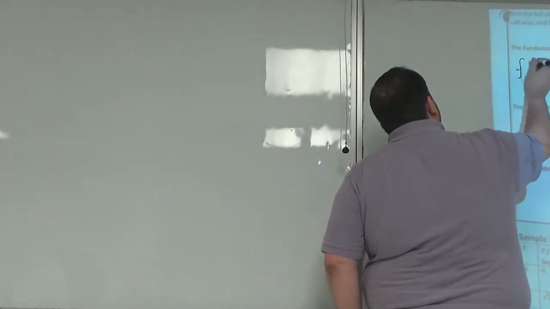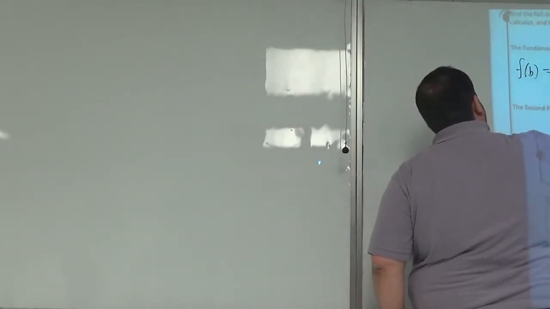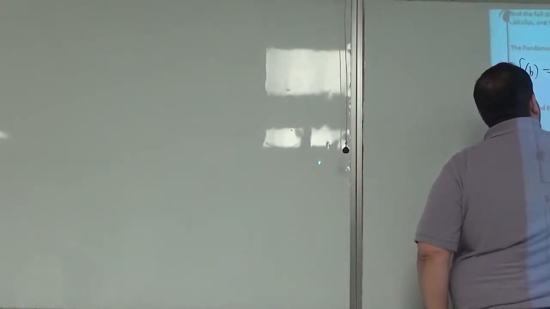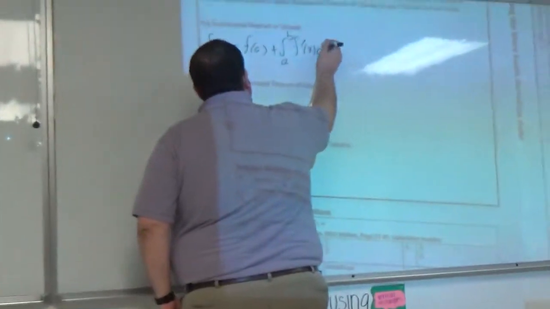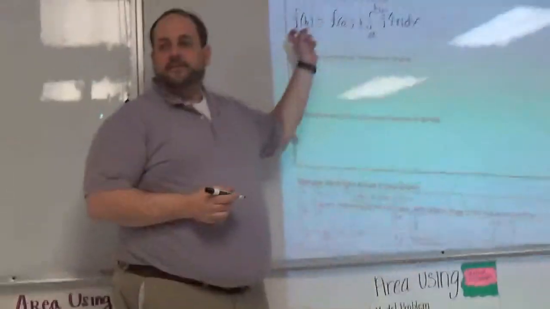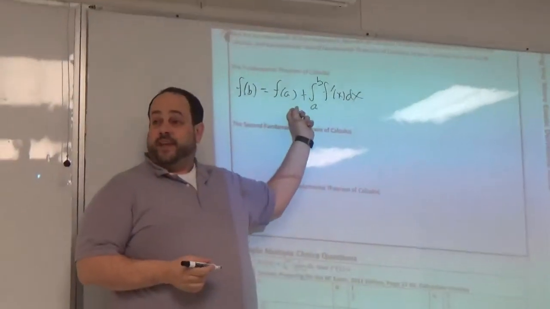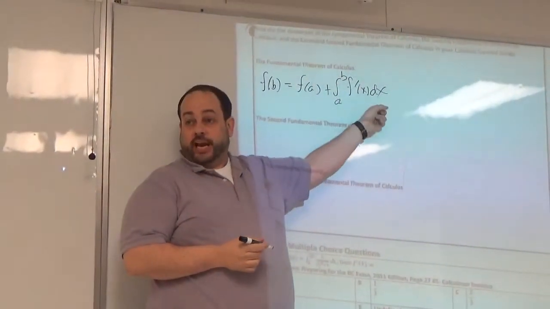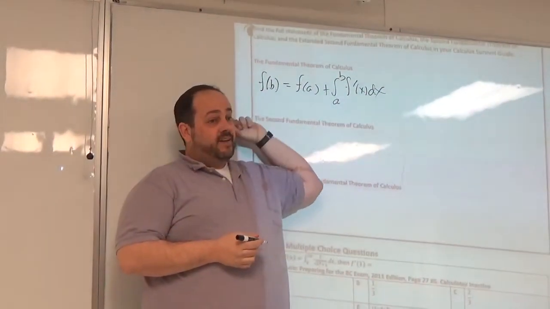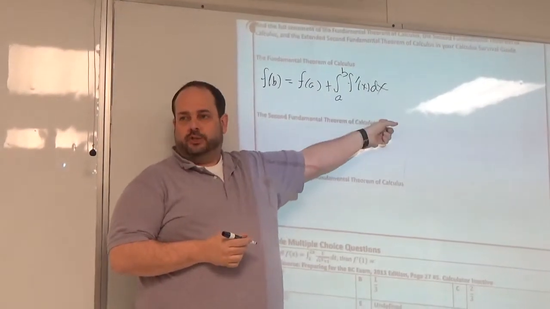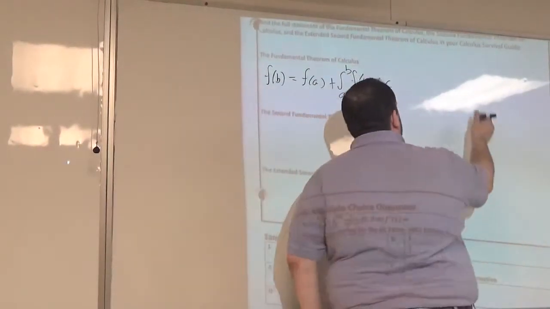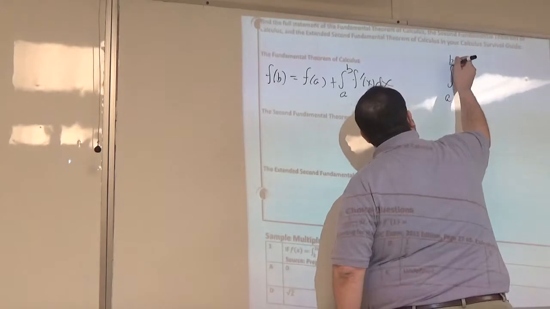It's got the fundamental theorem of calculus. That's f of b equals f of a plus the integral from a to b of f prime of x dx. Final value equals the initial value plus the total change. I'm going to always say it that way. Final, initial, total change.